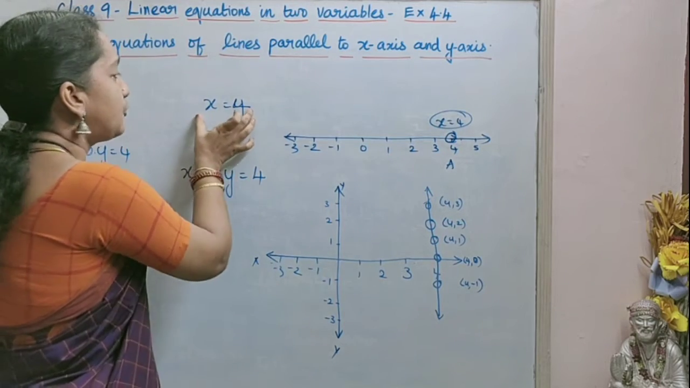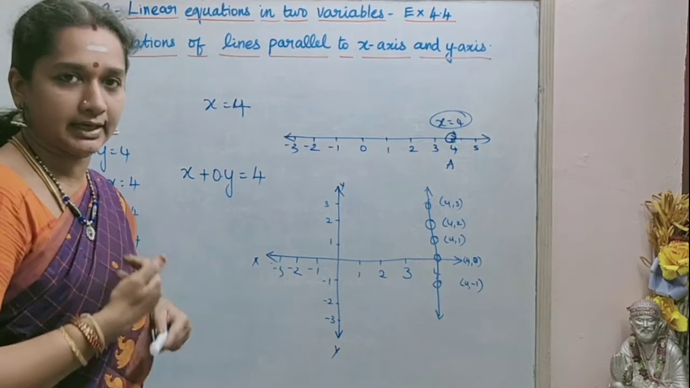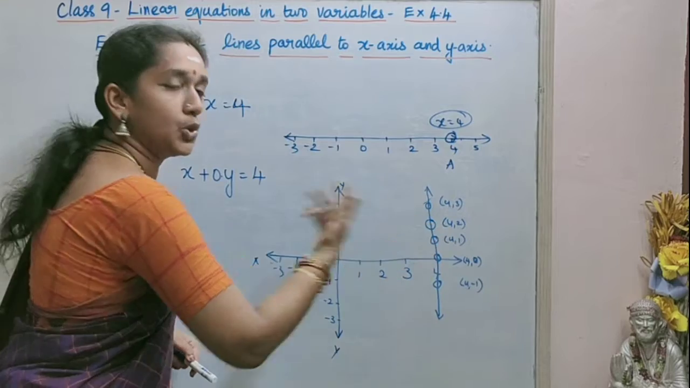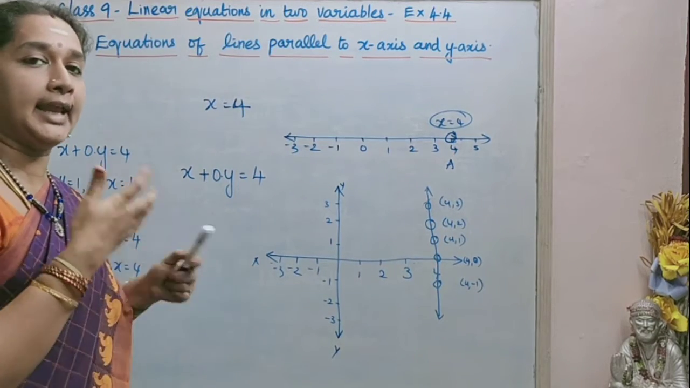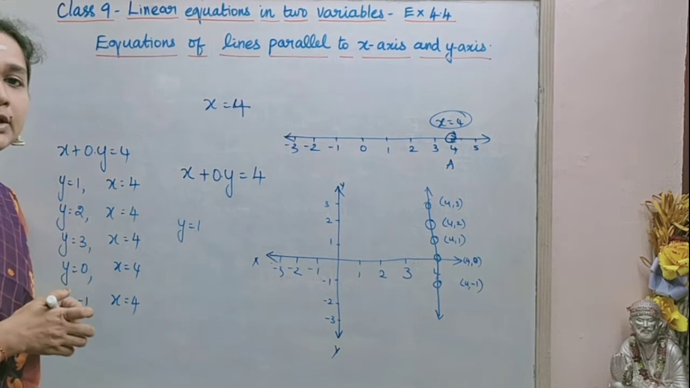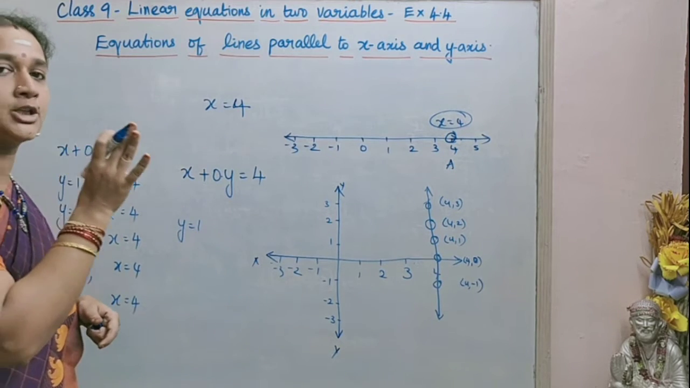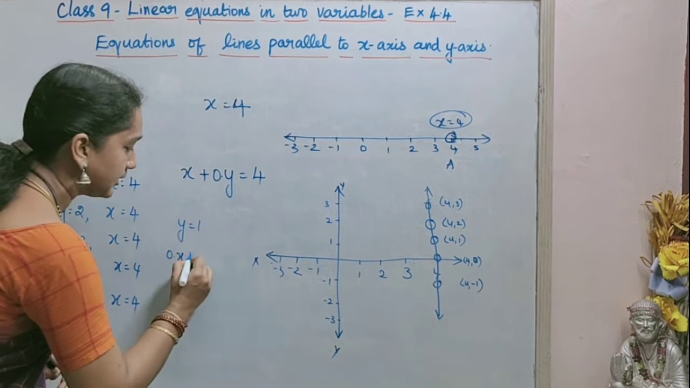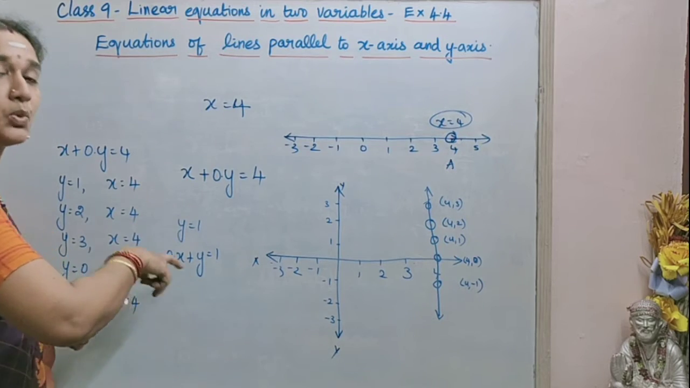So, if we take any x value and we are writing it in two variables, we will get a straight line that is parallel to the y-axis. The same procedure if we follow and we take y value as 1. If y is equal to 1, this is in a single variable. If we are asked to write it in two variables, what will we write? 0 into x plus y is equal to 1. So, whatever x values you are taking, the y value will be 1.